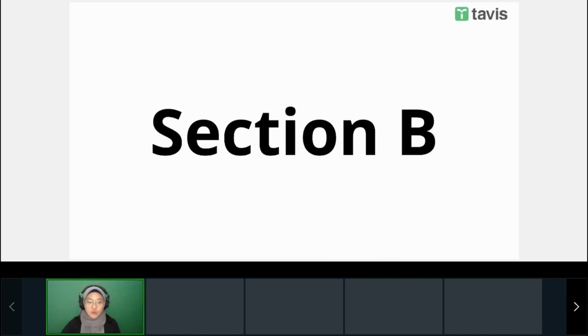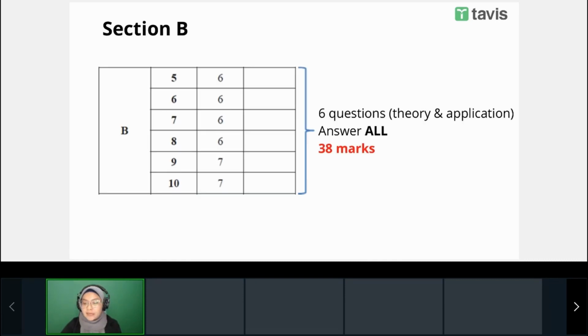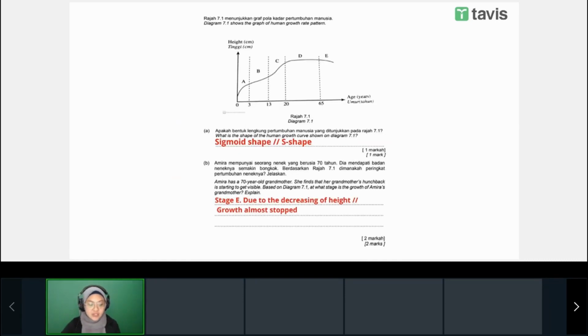Okay, let's see the questions from section B. Section B is all about theory and application. This diagram shows a human growth rate pattern. Sigmoid shape. A for infancy, B for childhood, C for adolescence, D for adulthood, E for old age. Okay, what is the shape of the graph? Sigmoid shape. If you write sigmoid, 1 mark. S shape, you also get the mark.